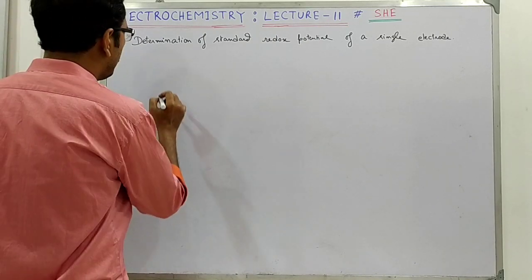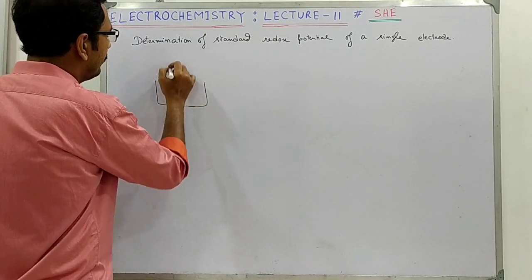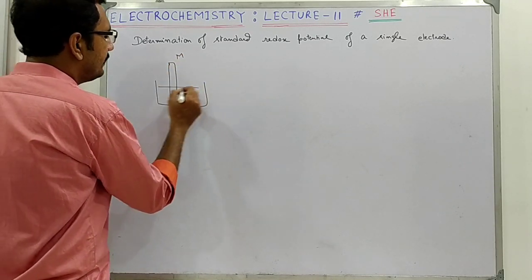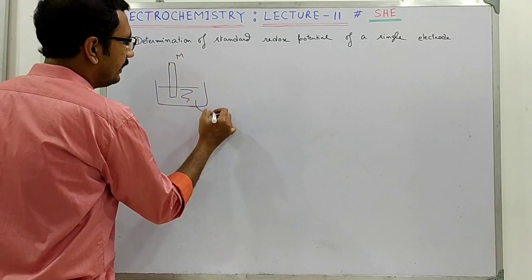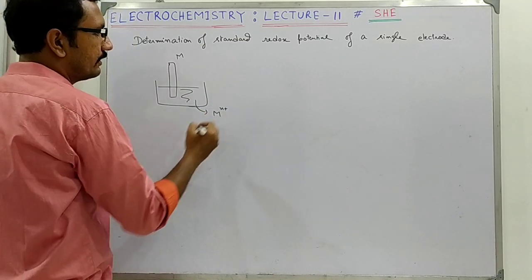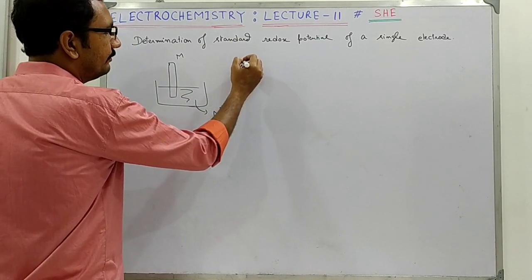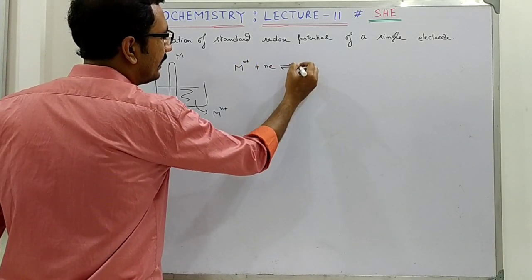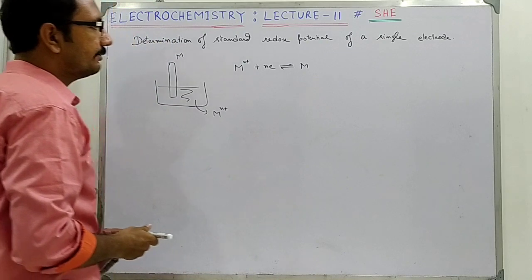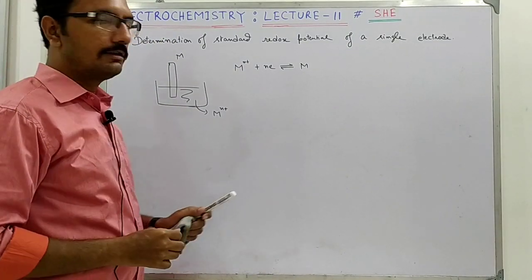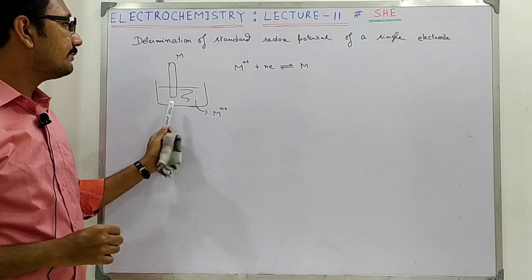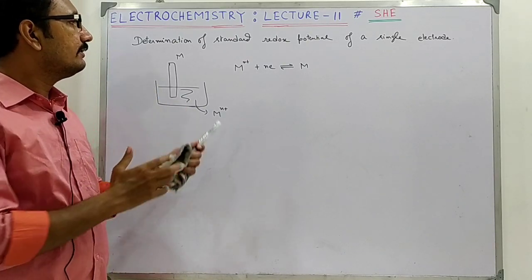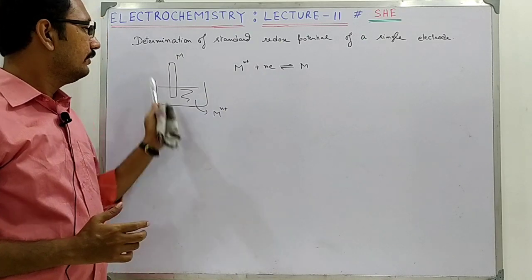So let us consider a half cell where a metal, say M, is dipped in a solution containing its own ions, Mn+. So we have an equilibrium, say Mn+ + n e- ⇌ M. This reversible reaction is occurring at this single electrode, that is the half cell, and we intend to find the standard electrode potential for this half cell.